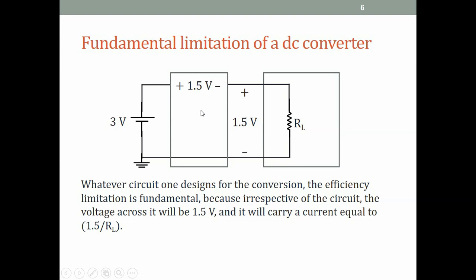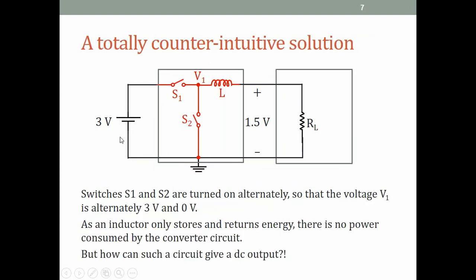Given this, what can we do to put something here that still consumes as little power as possible and still provides an output voltage of 1.5 volts when the input voltage is 3 volts? That is the question. The answer is actually very counterintuitive. So let us look at the answer. The answer is we put a switched circuit and we put an inductor.